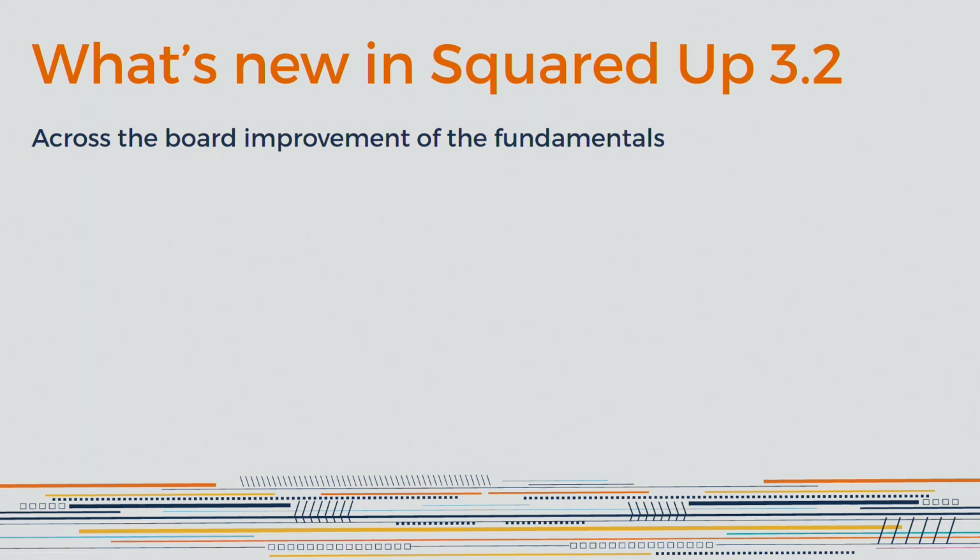So obviously we're going to be talking about Squared Up 3.2 today. So what's new in Squared Up 3.2? Really, the summary is across the board improvements of all of the fundamentals in the core architecture. What I mean by that, and what we'll kick off with when we first look at the features, is looking at performance and scale of the product. So there's two great improvements there, and I'll go on to do a demo of those in a second.